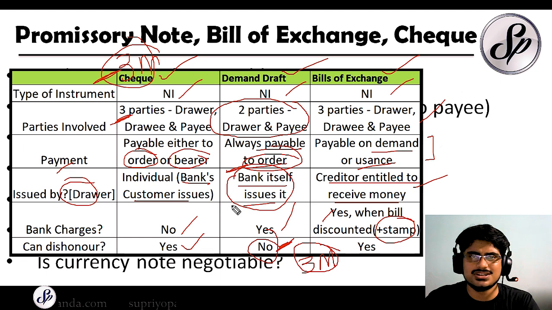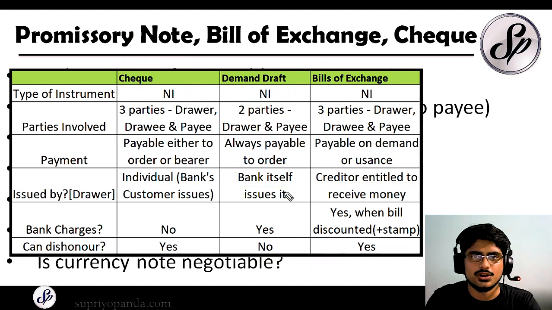And for bills of exchange, there is nothing like that. It depends from bill to bill about their validity and how long they are applicable for. So that is the main difference between these three things.